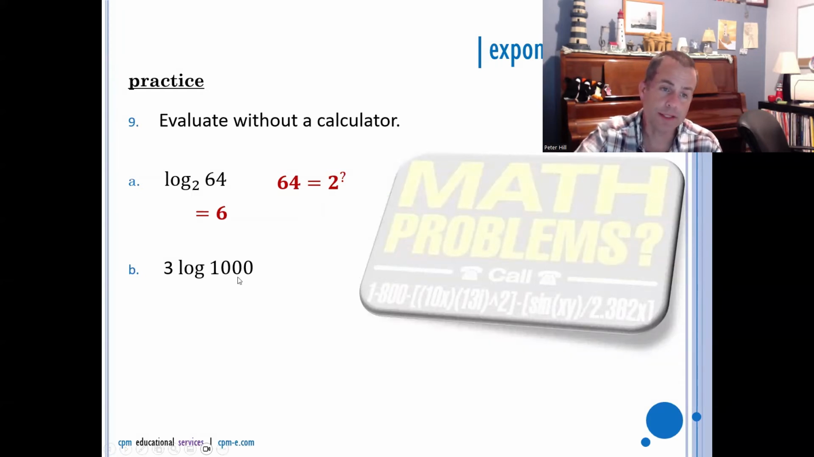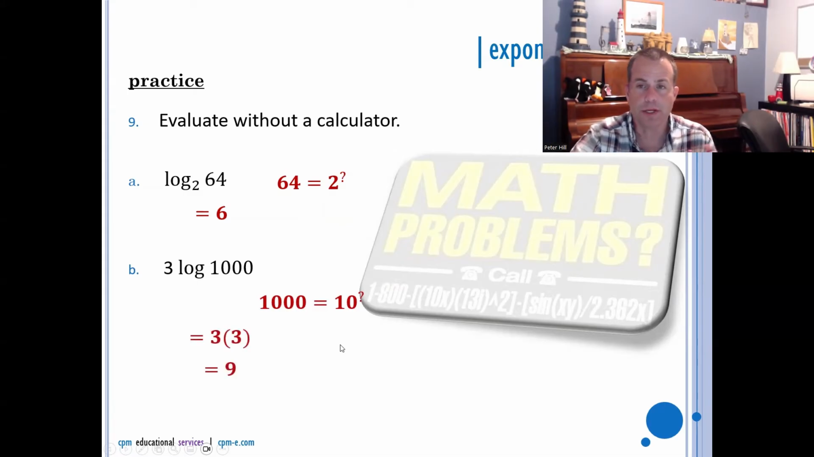Okay, now this guy, I want to think about log base 10, right? Log base 10 of 1,000. Well, 10 to the what is 1,000? That'd be 10 to the 3. So log base 10 of 1,000 is 3. So I end up with 3 times 3, which is 9.